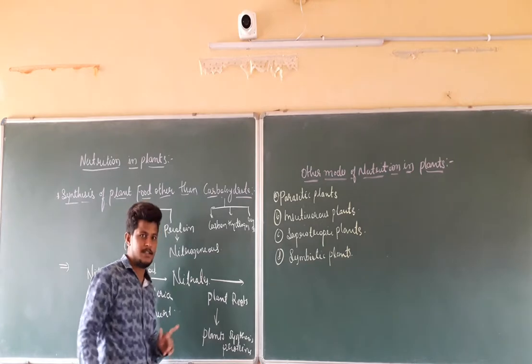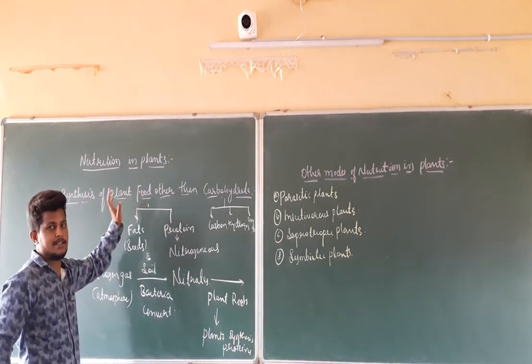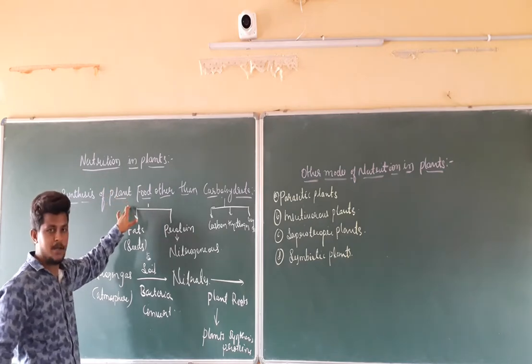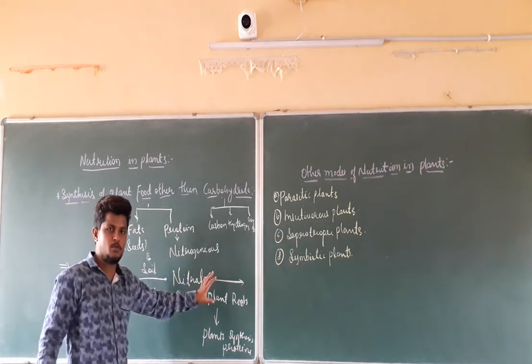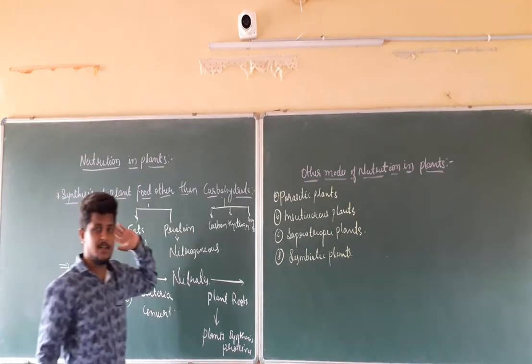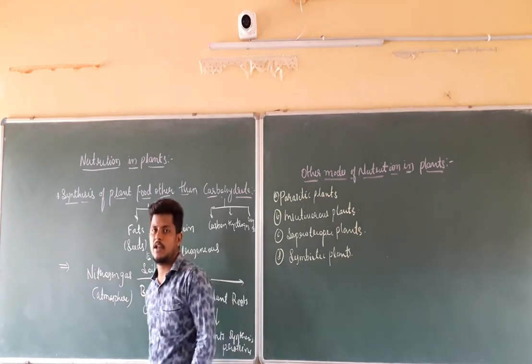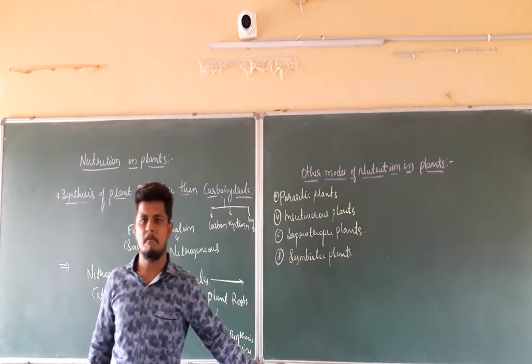Then the plants synthesize, using the nitrates, the proteins which are essential for the protection of the plants. In this manner, they synthesize foods other than carbohydrates, so nitrogen-rich food items are very essential for the plant.